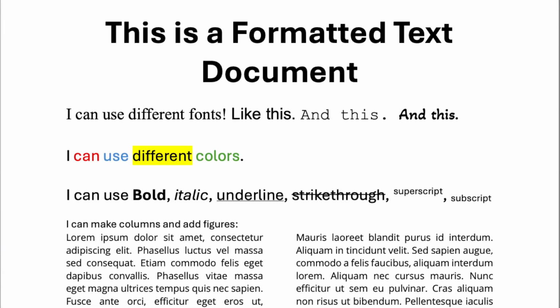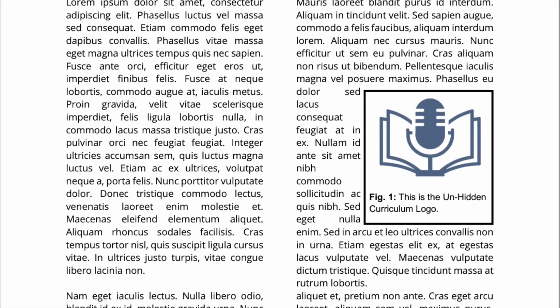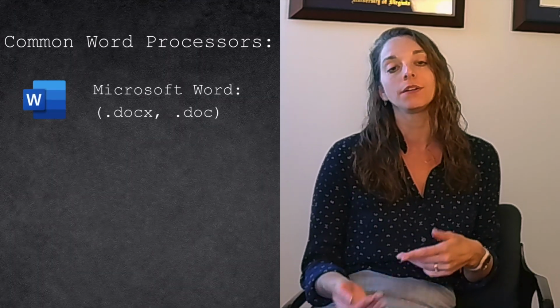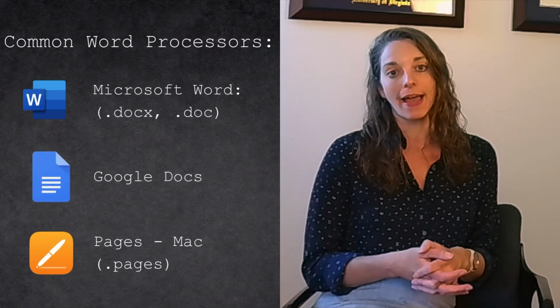These are what you use when you want bold, italics, images, tables, or page layouts. This is the type of file you'll use for writing papers, lab reports, or any document that needs to look nice. You'll use word processors such as Microsoft Word, Google Docs, or Pages on Mac.